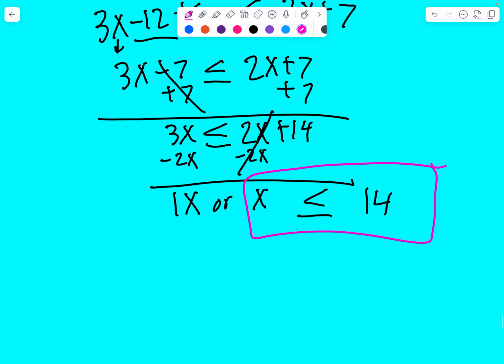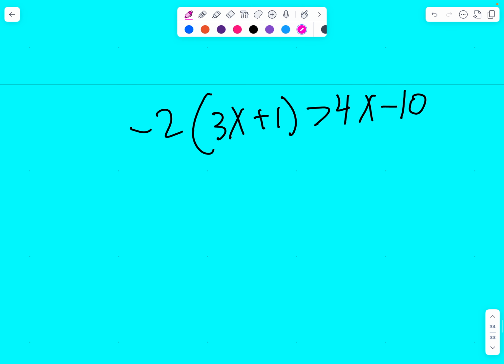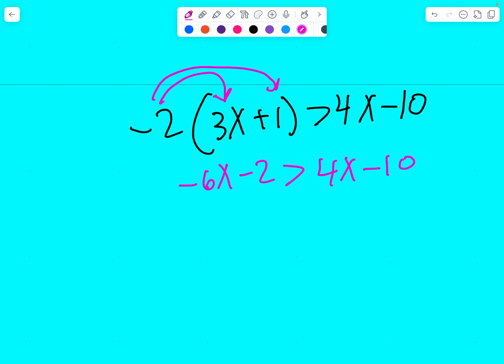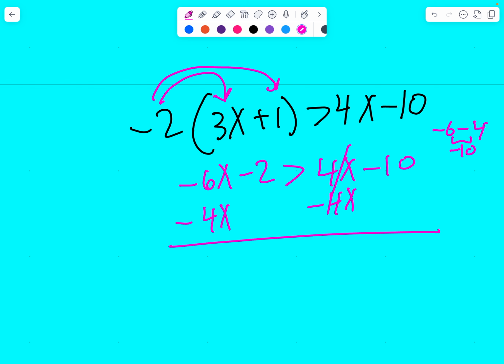All right? Let's try example 2. This is a tricky one. You'll see why. What's negative 2 times 3x? Negative 6, because I know 3 times negative 2 is negative 6. Bring down the x. What's negative 2 times 1? Negative 2. And then bring all of that down. I want to combine my like terms. I'm going to minus 4x on both sides. When you have 2 negatives like that, that would be negative 10. Negative 6 minus 4 is negative 10. So you have negative 10x minus 2 is greater than negative 10.